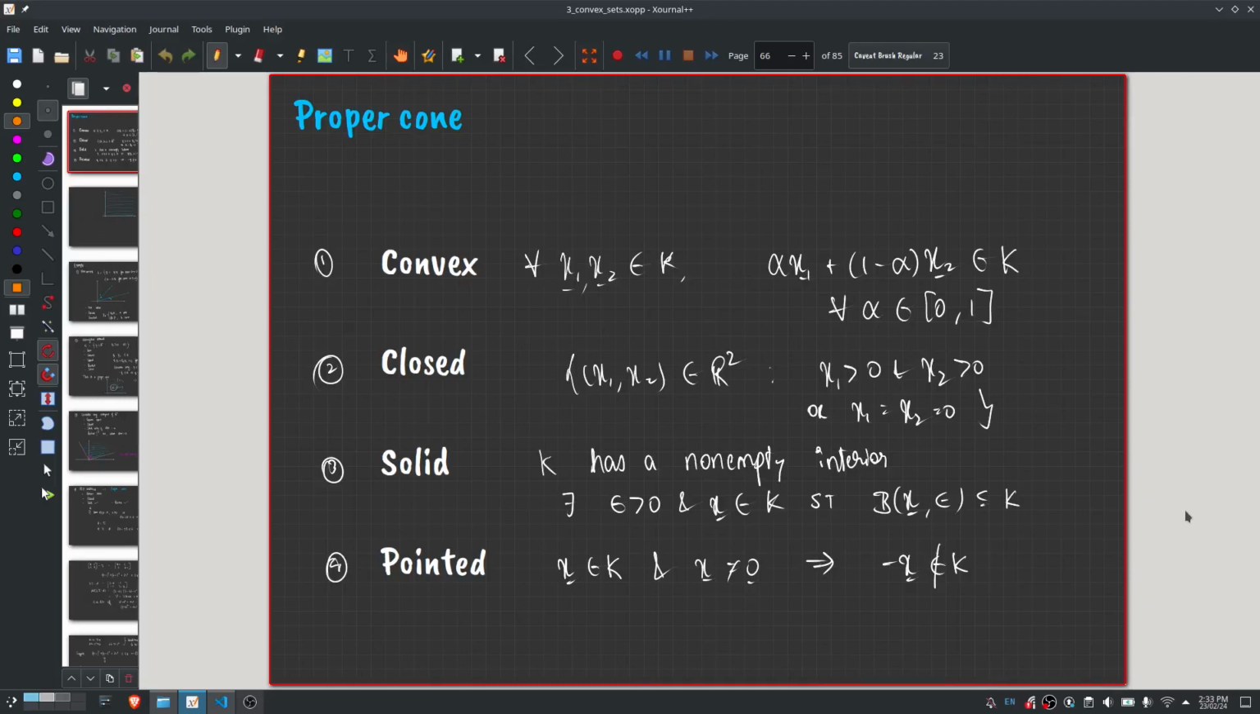In the last class, I introduced this idea of a proper cone. It's a special kind of cone which is convex, closed, solid, and pointed. If it satisfies all of these four properties, it's called a proper cone. And we saw a few examples.